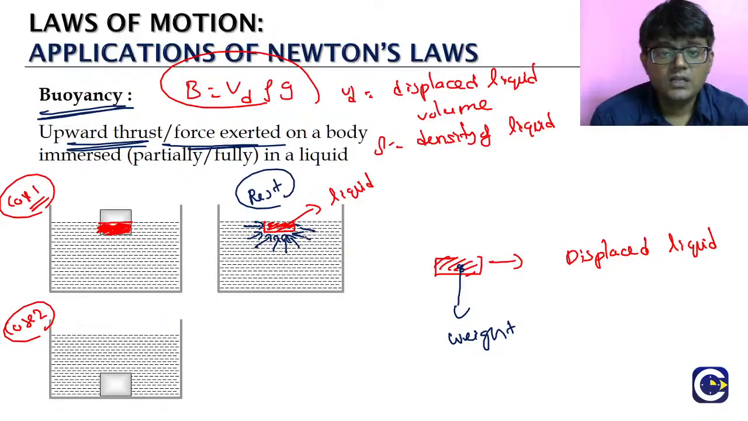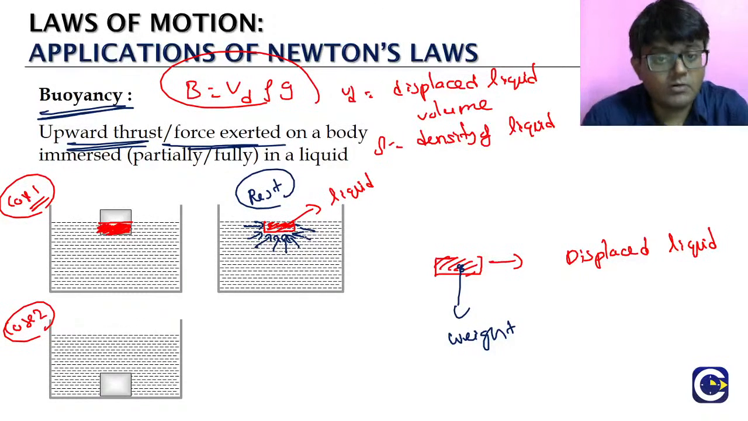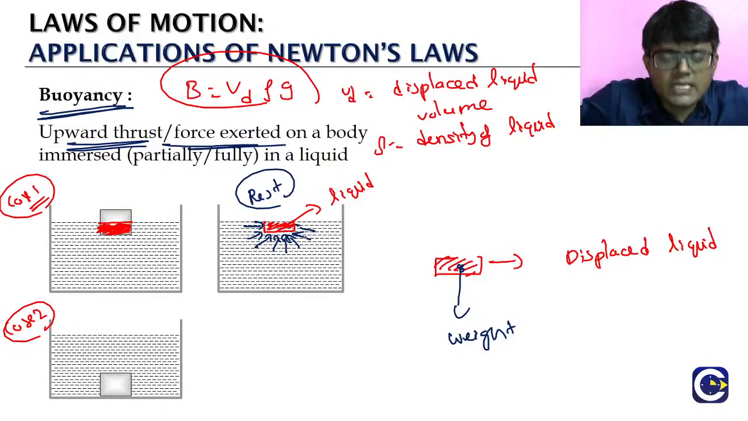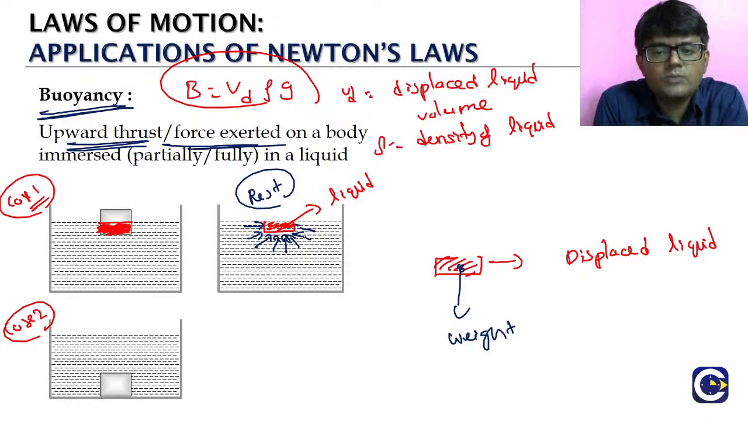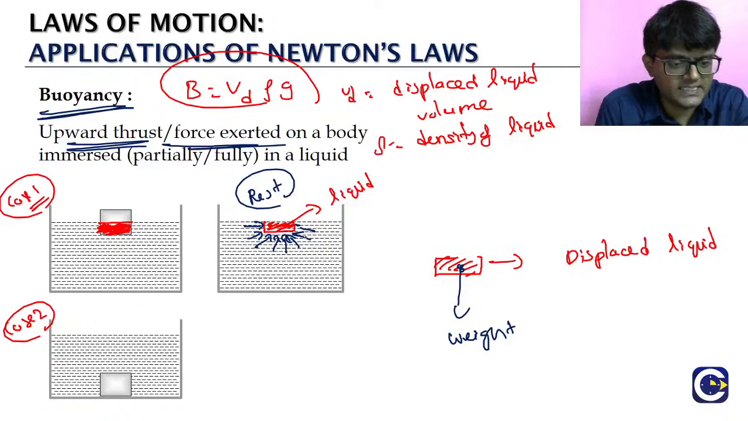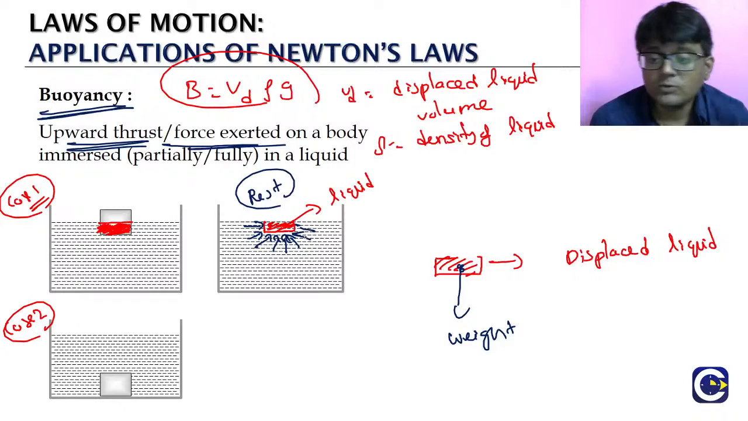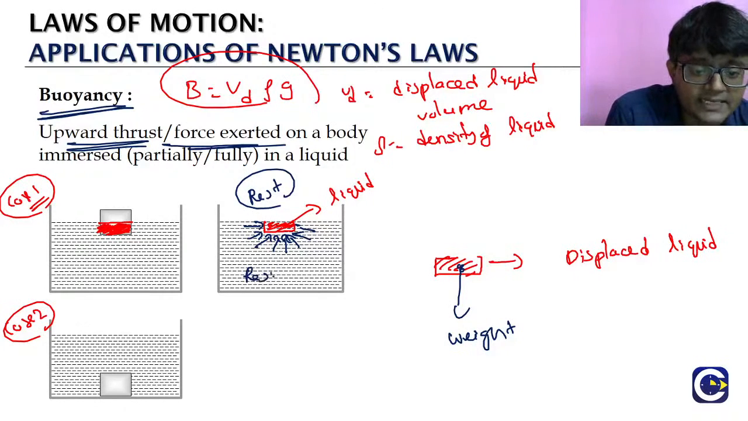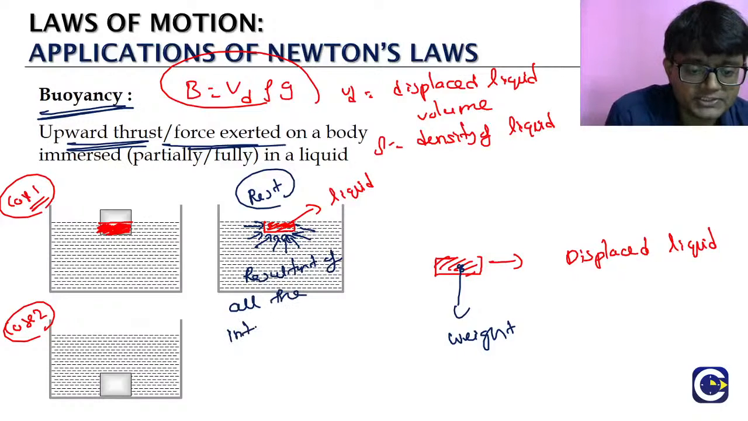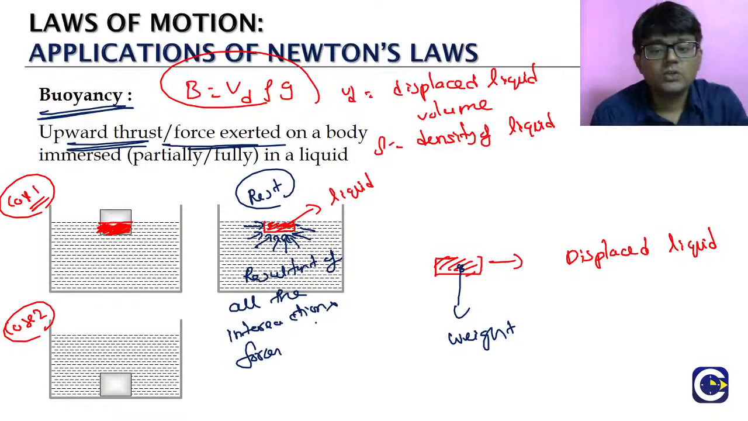Maybe in the properties of fluid chapter, we'll talk about the types of interactions between liquid particles and liquid particles. But here we don't need to worry about them. The idea is there is some kind of interaction between the surrounding liquid particles and the volume that we are considering. This is the volume of the liquid which is displaced whenever we are immersing. Now, the resultant of all the interaction forces should be what?